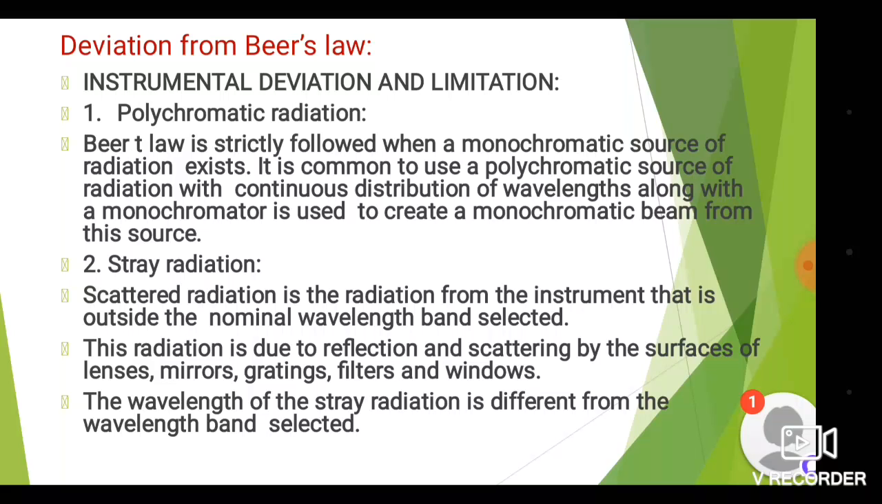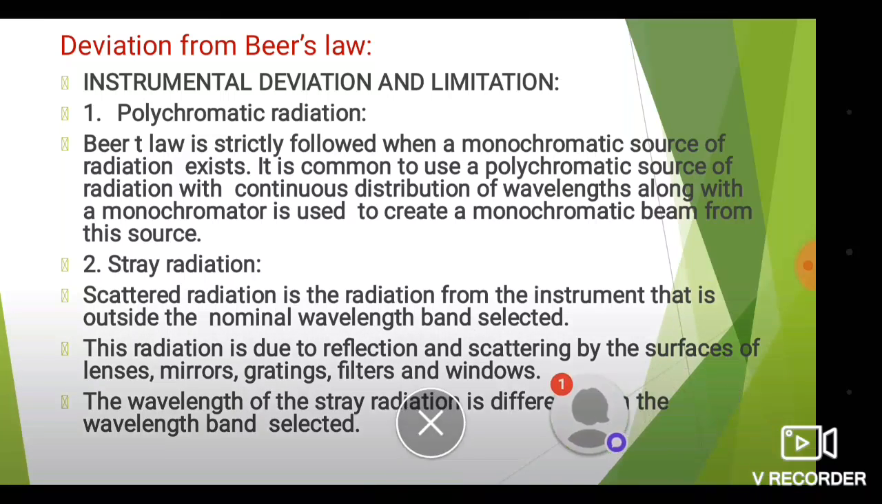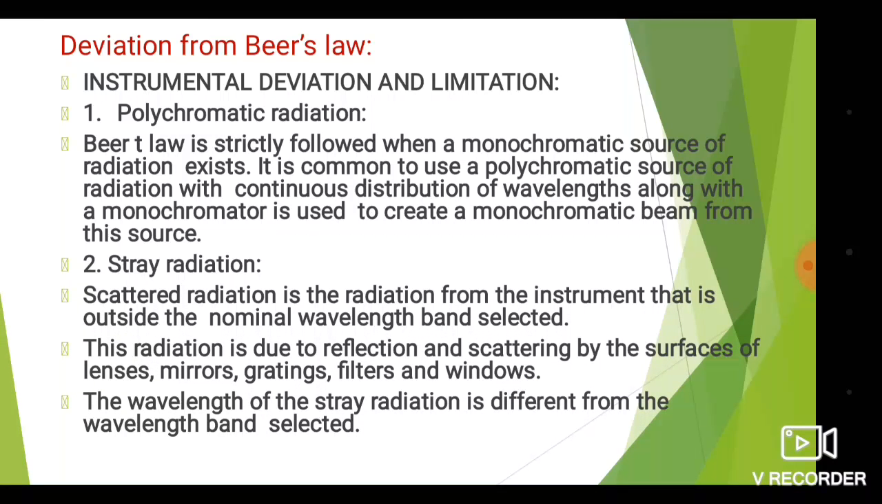The second one is the instrumental deviation and its limitation. We should use monochromatic radiation, but here we have polychromatic radiation. Polychromatic radiation means the radiation contains more than two wavelengths. Beer's law is strictly followed when a monochromatic source of radiation exists. That is, Beer's law is obeyed when monochromatic light is present.